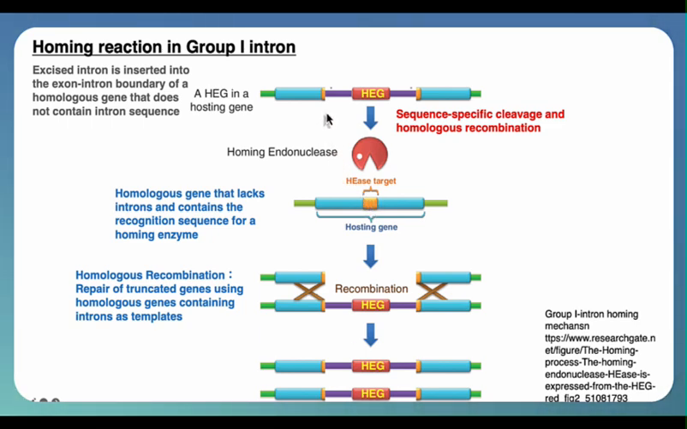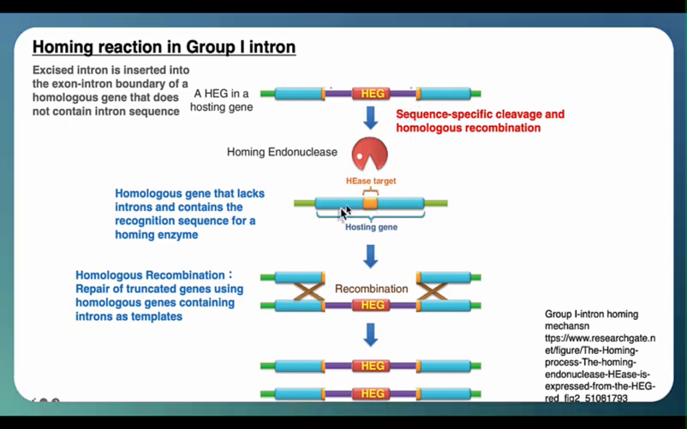The recognition sequence for the homing enzyme is the combined sequence of the upstream and downstream exon parts, where this intron is inserted. In other words, genes lacking this Group I intron contain the recognition sequence for the homing enzyme within them. On the other hand, in genes where the Group I intron is inserted, the recognition sequence is interrupted by the intronic DNA sequence.